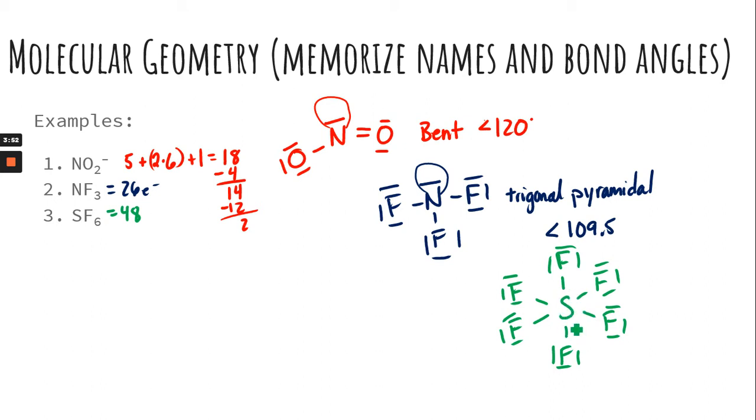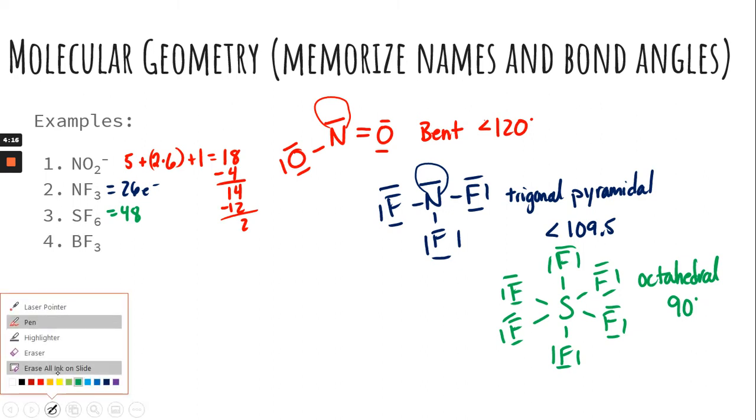So sulfur doesn't have a lone pair. So we have 6 electron domains. So this would be octahedral. It is on the back side of your handout. And the bond angles then from fluorine to sulfur to fluorine would be 90 degrees.